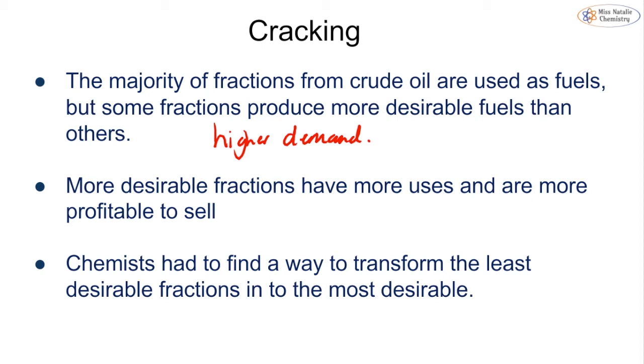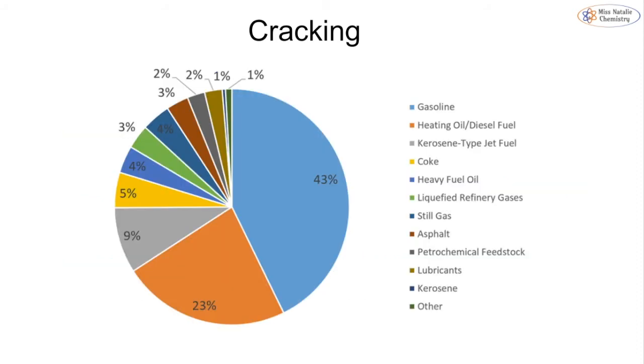So what we have to do, as chemists, is take the least desirable fractions, the ones that we don't get a lot of profit from or that we are not going to be able to use particularly well, and then transform them into the most desirable fractions. And the way that we do this is by something called cracking.